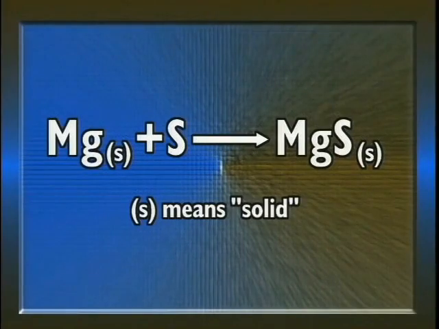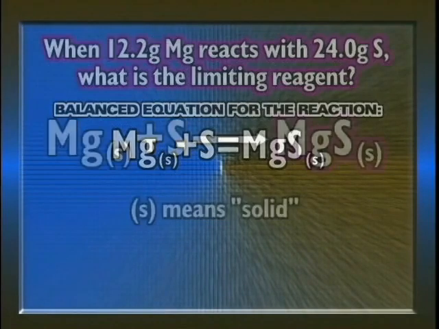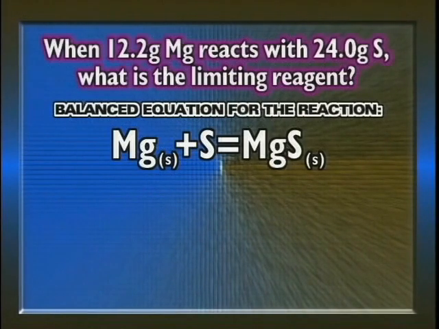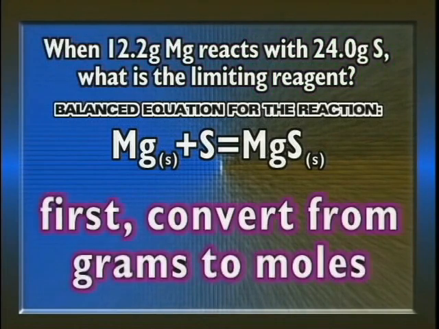Let's look at the reaction between magnesium and sulfur that produces magnesium sulfide. When 12.2 grams of magnesium reacts with 24 grams of sulfur, what is the limiting reagent? To find out, we first convert the amounts of our reactants from grams to moles.